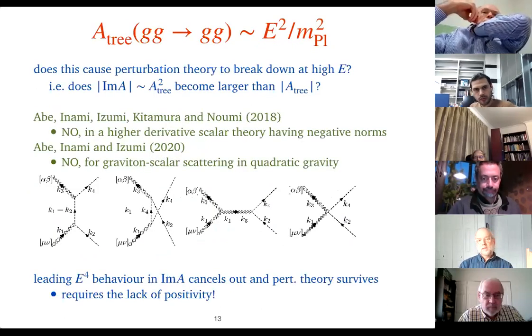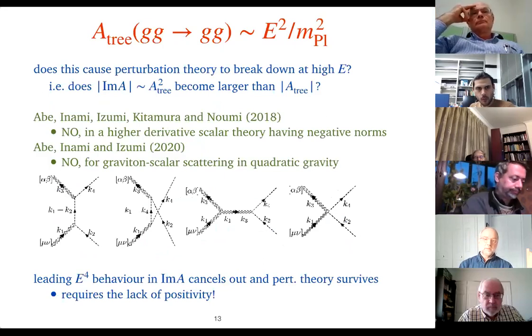So let's go back to this graviton scattering amplitude. It happens to go like E squared. So that raises a question. Does perturbation theory break down at some high E? Because you might expect that, because the imaginary part of the amplitude by the standard optical theorem goes like the tree level amplitude squared, and that looks like it's going to get larger than the tree level amplitude itself.